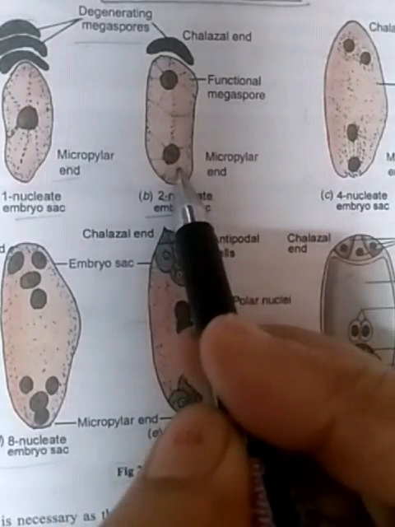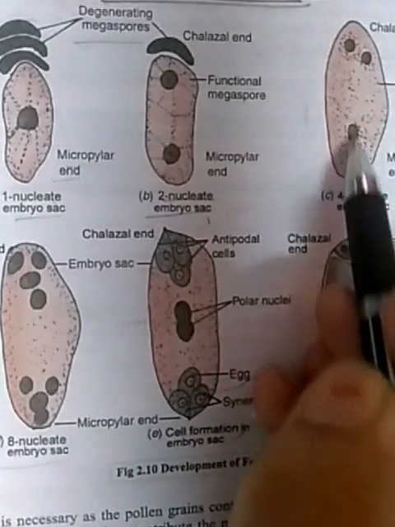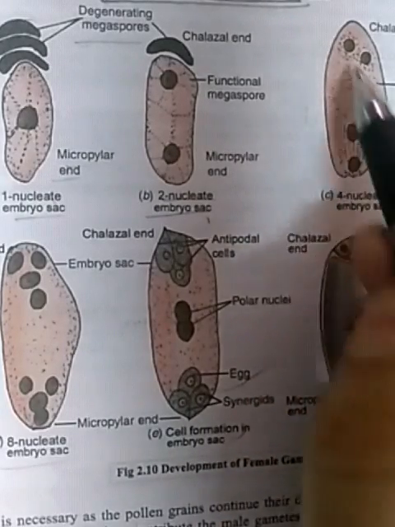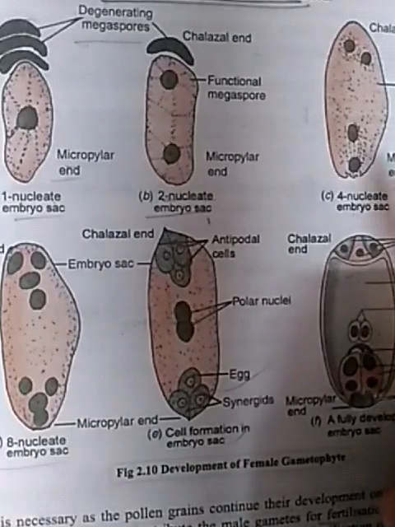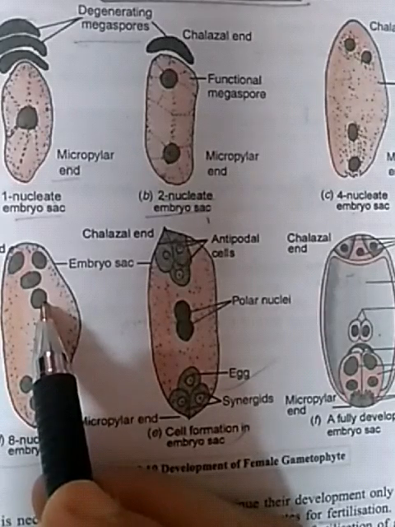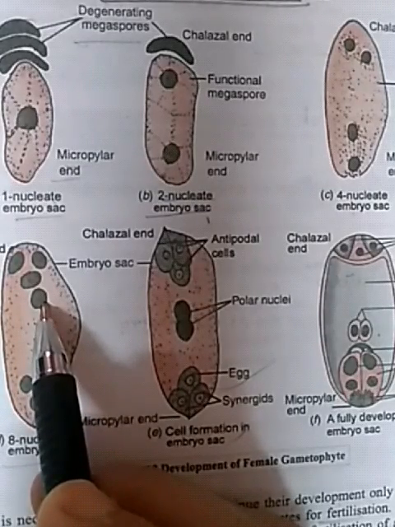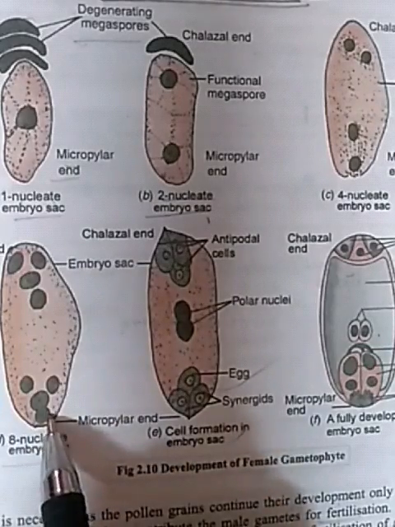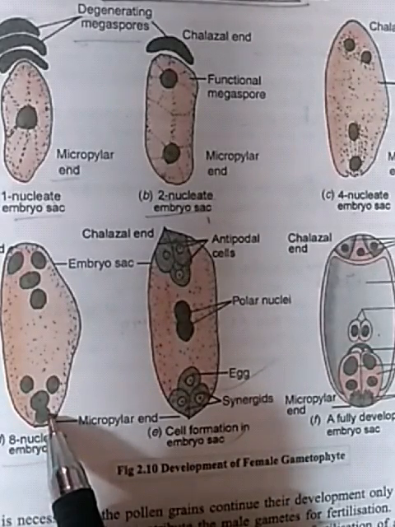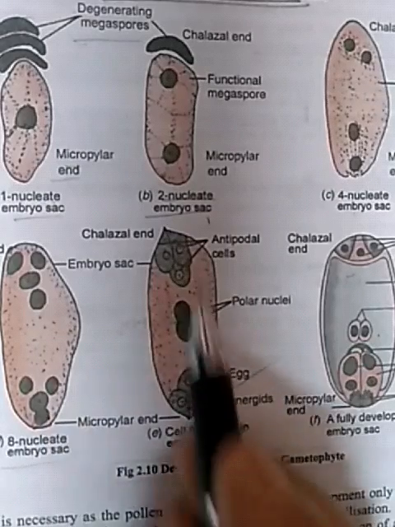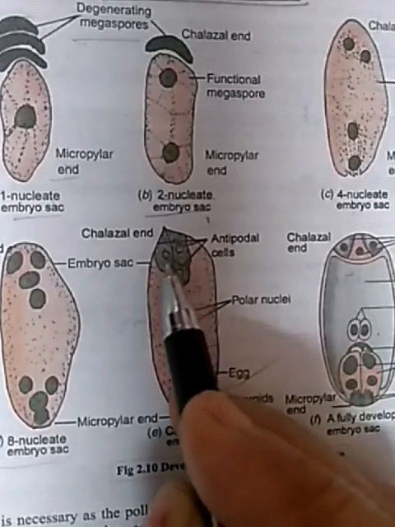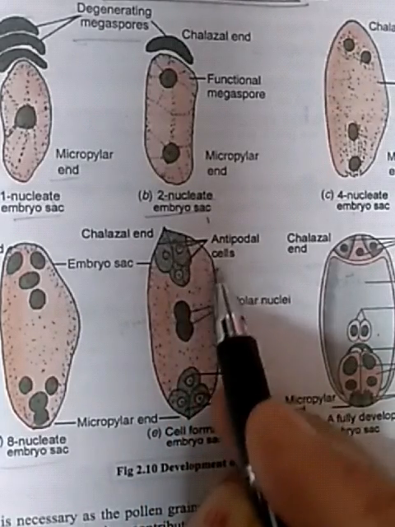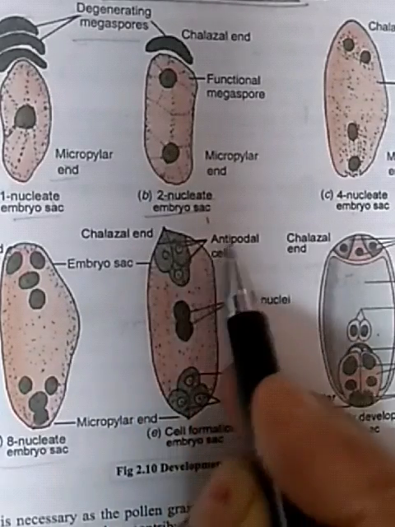The 2 daughter nuclei undergo another mitotic division, giving rise to 4 nuclei, 2 at the chalazal end and 2 at the micropylar end. The third mitotic division again takes place, and it gives rise to 8 nuclei, 4 at the chalazal end and 4 at the micropylar end. Now it is known as the 8-nucleate embryo sac. After formation of 8 nuclei, cell walls form around them. 3 cells are formed at the chalazal end, known as the antipodal cells.